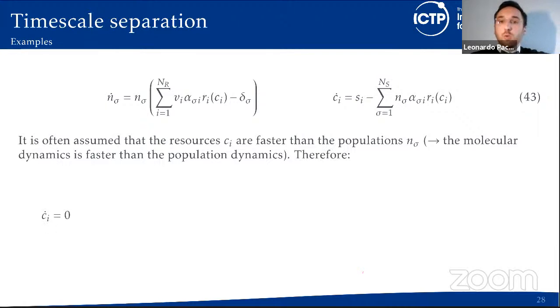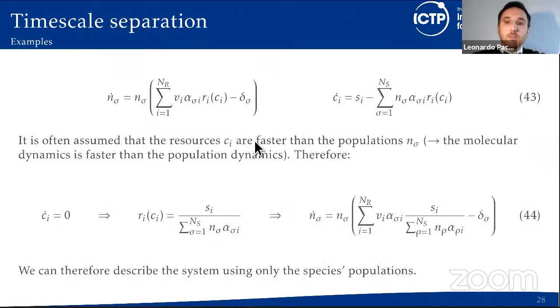So if we can do that, we can set C_i dot equal to 0 here, and we can write, as you can see, this function R_i as a function of a sum of all the populations. If we plug it back into the first set of coupled differential equations, you see that in the end, we can describe the system by only using the species populations without considering the resource concentrations.